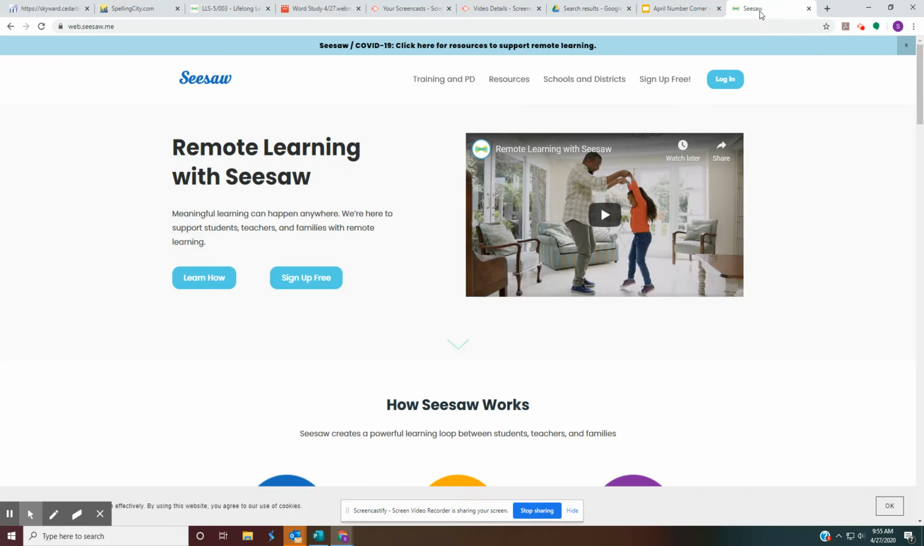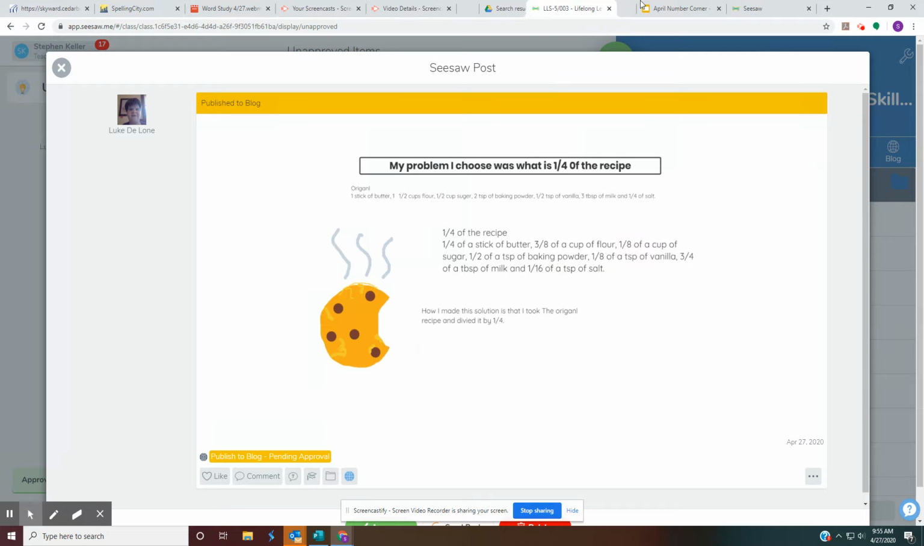My friend Luke had said that it was 1/4 of a recipe. Now, how do you know it's 1/4 of a recipe? Well, you know it's 1/4 of a recipe because you have 5 out of 20 cookies, and 5 out of 20 cookies is 1/4. So what he ended up doing is he ended up multiplying each one of our original ingredients by a fourth. And instead of 1 stick of butter, he used 1/4 of a stick of butter.